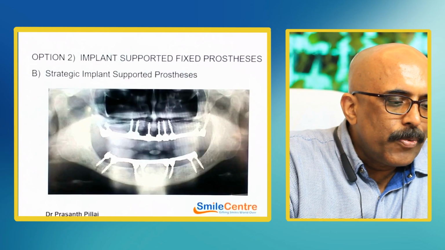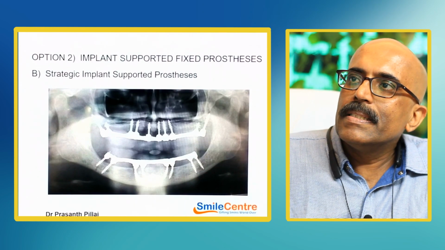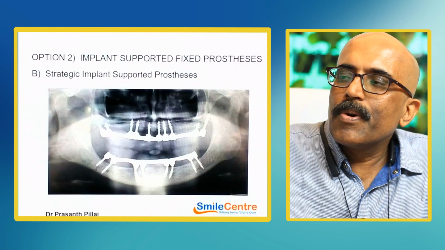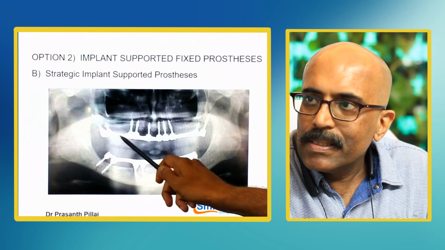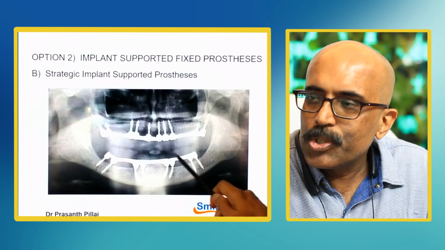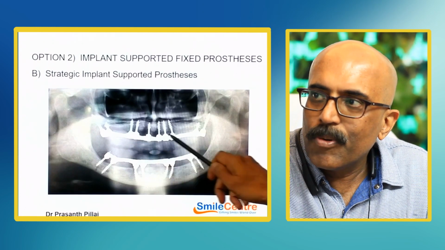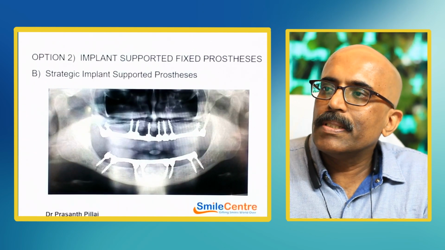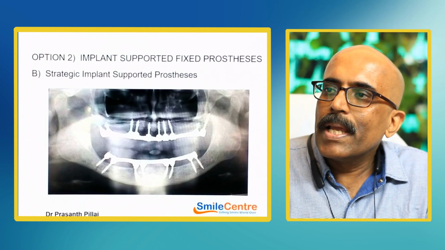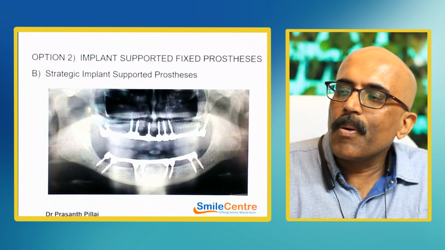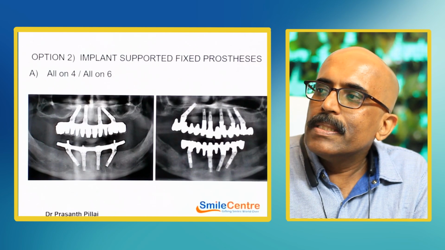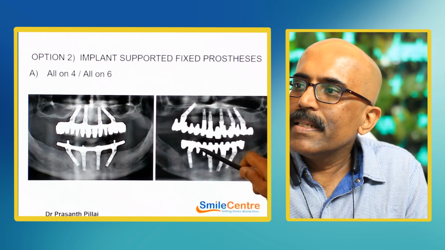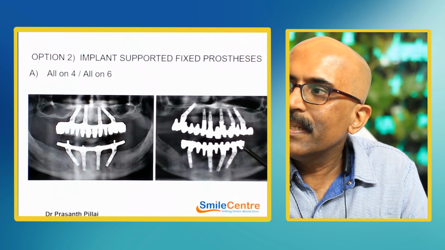But the procedure which we follow at our center is the strategic implant supported prosthesis, where we provide multiple implants in the upper and lower jaws to provide a full arch, cross arch prosthesis, which helps fix teeth from one corner to the other without any cantilever. You can see out here there are cantilevers. You can see the cantilever here.